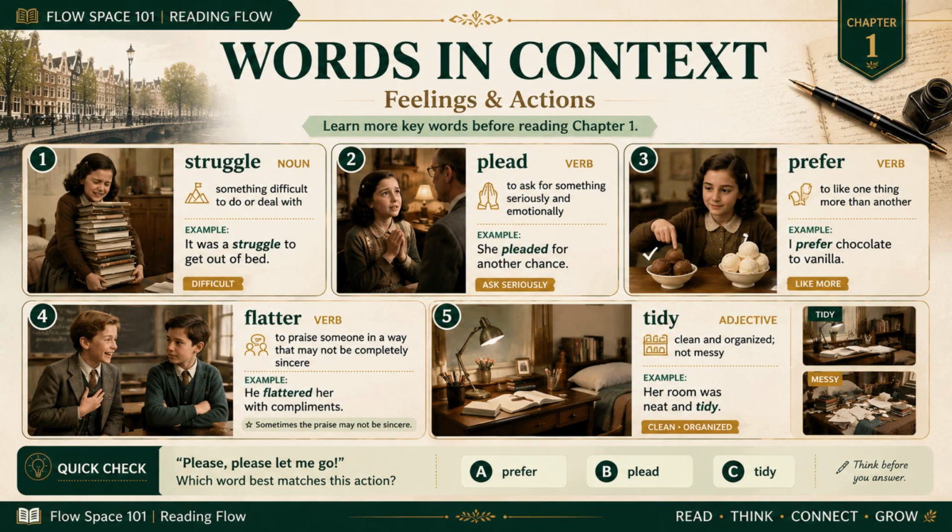Here are 5 more words that will appear in Anne's everyday world. First, struggle. A struggle is something difficult to do or deal with. If getting out of bed is very difficult one morning, you might say, it was a struggle to get up. Next, plead. To plead means to ask for something seriously and emotionally. If someone says, please give me another chance, they are pleading. Next is prefer. To prefer something means that you like it more than another choice. For example, I prefer chocolate to vanilla.